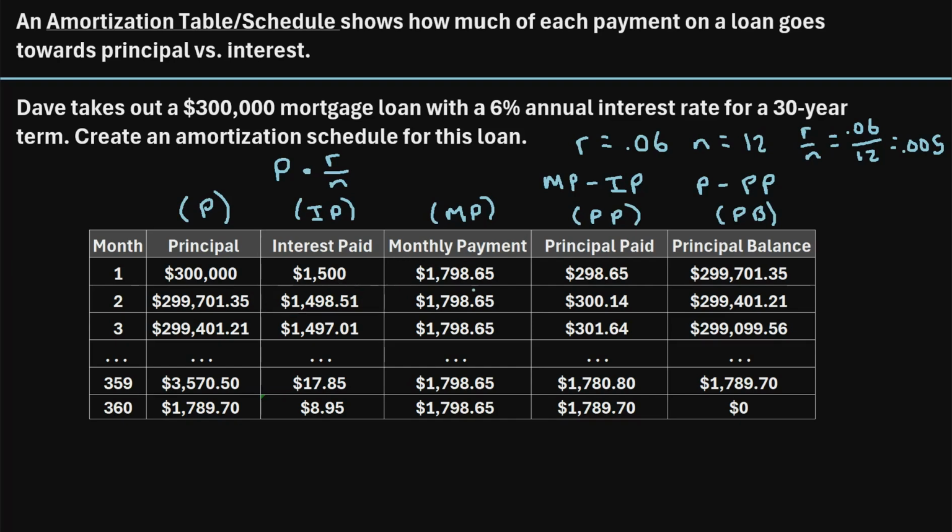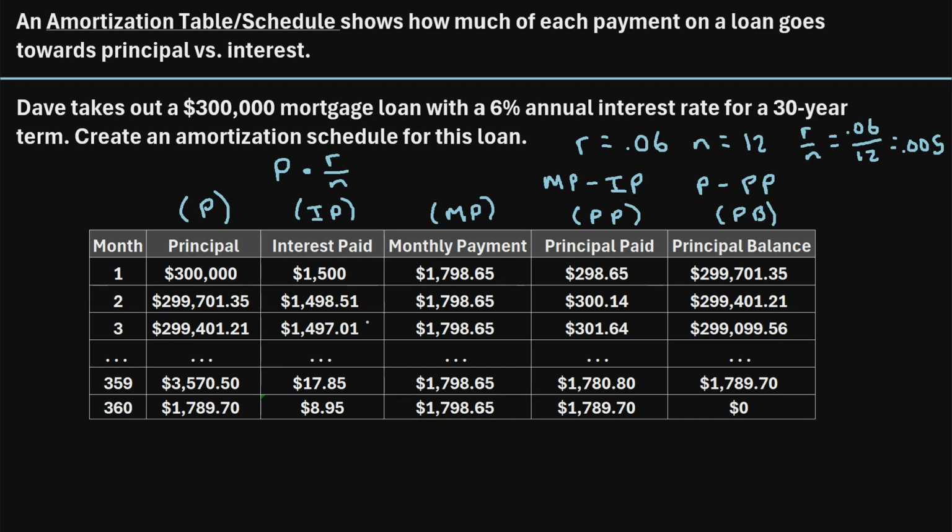Then in the next column, our monthly payment does not change, it stays the same. For our principal paid, we're taking the monthly payment and subtracting the interest paid again. That turns out to be $300.14. And lastly, for our new principal balance, we're taking the starting balance and subtracting the amount that we paid towards the principal. That leaves us with this new balance. Then we do the process all over again, where we take this new balance and move it to the start of the next row, and we repeat the whole process again.